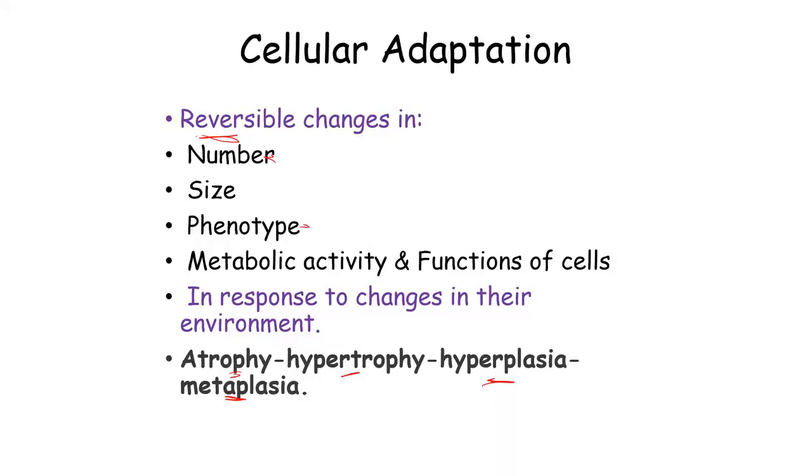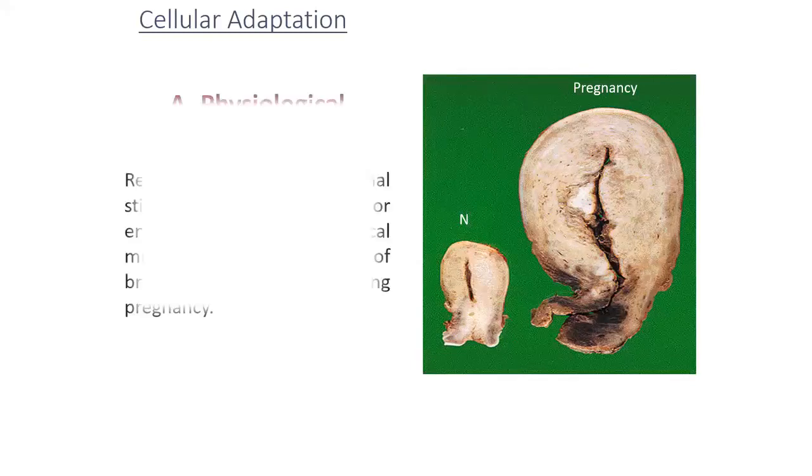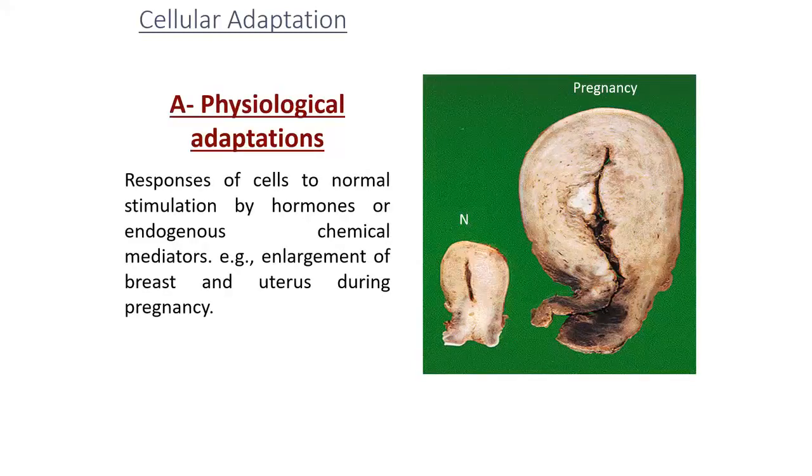Cellular adaptation can occur as a response to physiological stimuli, as in response to hormones or endogenous chemical mediators, as in enlargement of the pregnant uterus, or gravid uterus. This pregnant uterus is markedly increased in size, and the muscle is markedly increased in thickness. This is very important to hold the baby and to help in delivery during contractions. And we have adaptations in response to pathological stimuli, which are called pathological adaptations. So cellular adaptation can be physiological and can be pathological.